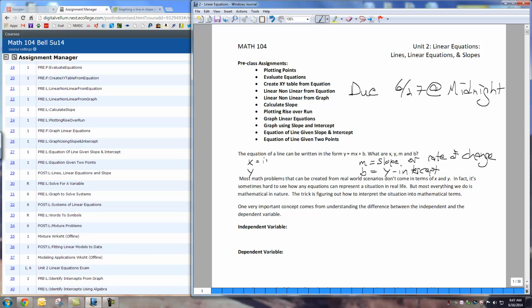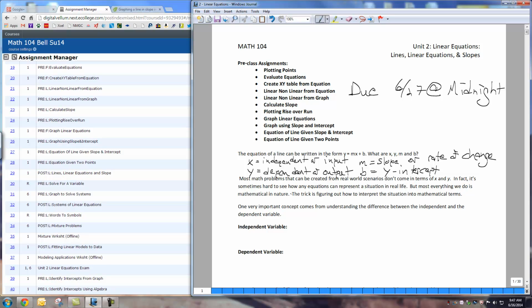X is your independent variable. Another thing you'll hear me call the independent variable is the input. Independent or input. And Y is the dependent or output. All right, so independent and input, dependent and output, they are synonymous, okay?